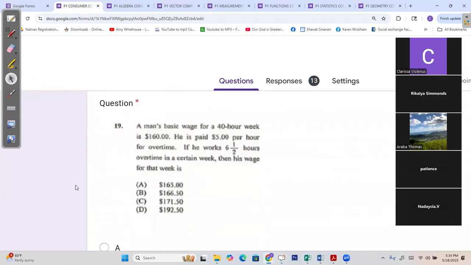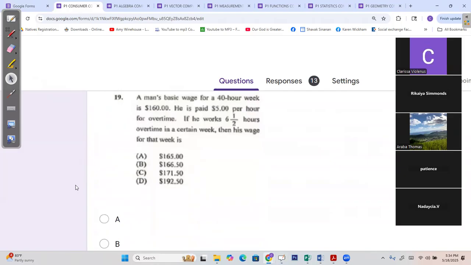All right, let's keep it moving. Very good. A man's basic wage for a 40-hour week. And because of this topic, I want you to immediately draw your WAR triangle. Anybody remember the WAR triangle?